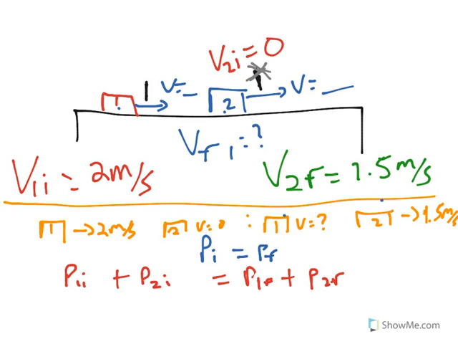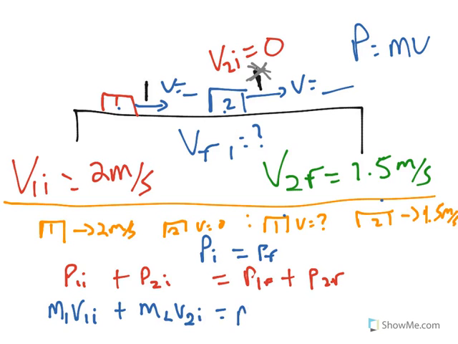Alright, so at this point what we can do is we can remember that the formula for momentum is P is equal to mv. Okay, momentum initially we would calculate by doing mass of the first one times the velocity of the first one initially, plus the mass of the second one times the velocity of the second one initially. That should equal the mass of the first one, velocity of the first one finally, plus the mass of the second one, velocity of the second one finally. Alright, at this point we're ready to plug in numbers.